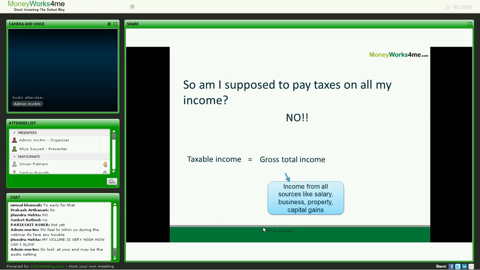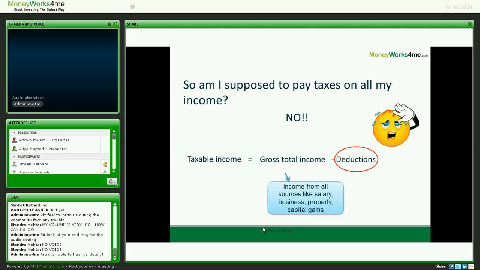So the general formula applied is: taxable income will be equal to your gross total income. Gross total income is nothing but income from all sources, basically. If you own any property and you're getting some rental income from there, or your business, or maybe you invest in shares, the capital gains from there. So club together, all this forms the gross total income, and this minus the deductions, thank God for that, will be your taxable income.